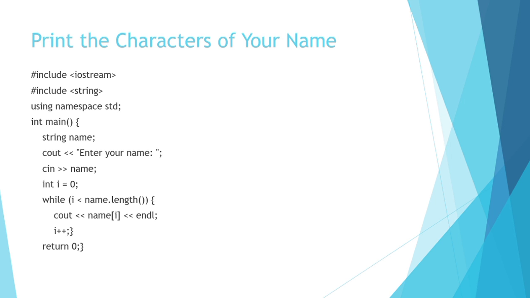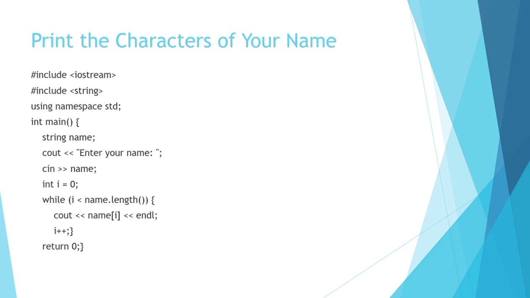int i = 0: this declares an integer variable i and initializes it to 0. The variable i will serve as the index to access each character in the string name. Condition: i < name.length(). The loop continues as long as i is less than name.length(). name.length() returns the number of characters in the string name. For example, if name is Alice, name.length() will return 5, since Alice has 5 characters.